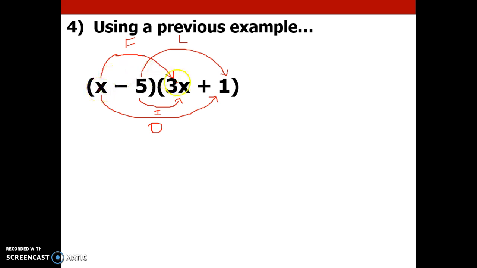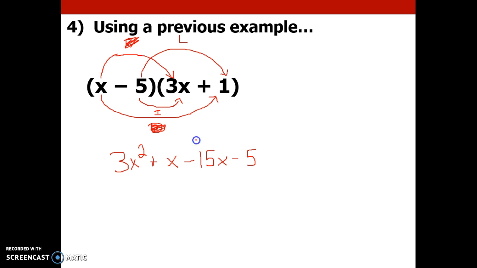So for first, x times 3x is going to give me 3x squared. I've now done my first. I can go ahead and cross that off. Next one is the outer. That's x times 1. It's going to give me plus x. Remember, you could have a 1x if you wanted to, you don't need that there. That's the outer. Next is the inner. Negative 5 times 3 is going to give me minus 15x. And then last but not least, we'll do negative 5 times 1 and get minus 5.